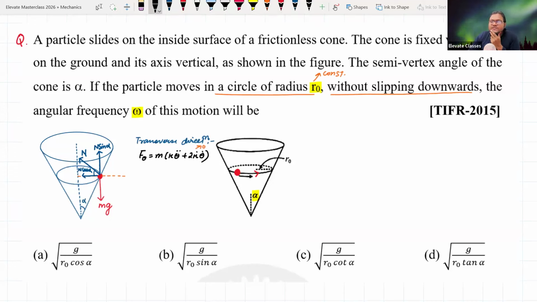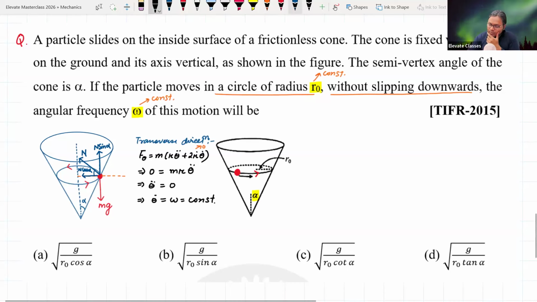What is the force in the transverse direction? Tell me. Perpendicular to the trajectory, in the transverse direction, what will be the force? I mean coming out of the screen. What is the force coming out of the screen? 0. So 0 is equal to m r theta double dot. Therefore, theta double dot is equal to 0. Therefore, theta dot is equal to omega is equal to constant. Omega is also a constant.